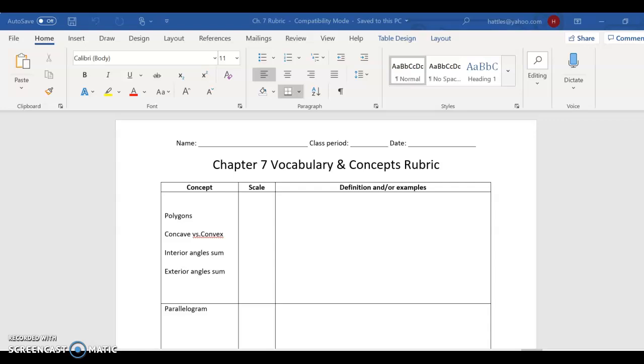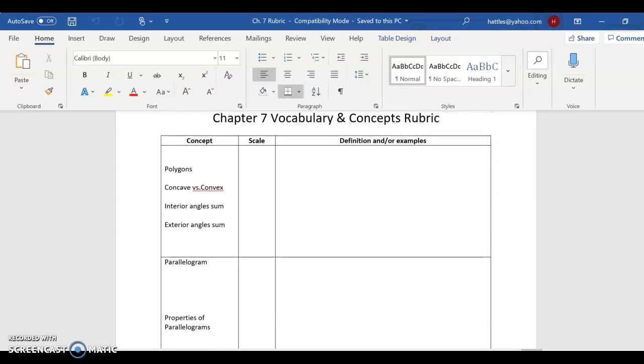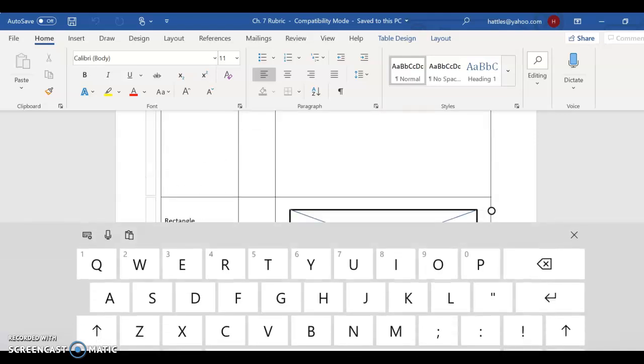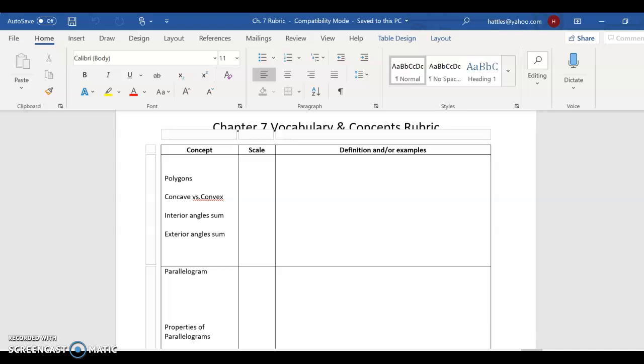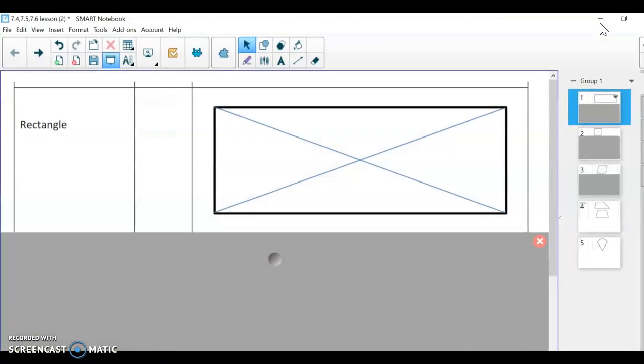So if you have this chapter 7 rubric at home, we did fill out the top two things here before March 13th. If you have that at home, if you could grab that out, that would be great. If not, then how you're going to take your notes today will be just through, you're just going to get out a plain sheet of paper and write down rectangles and then draw this shape that I have.